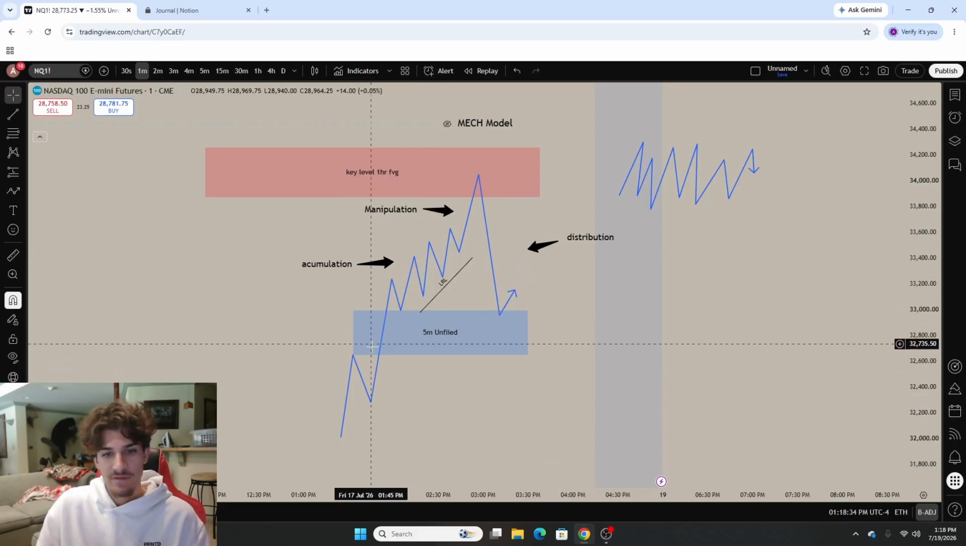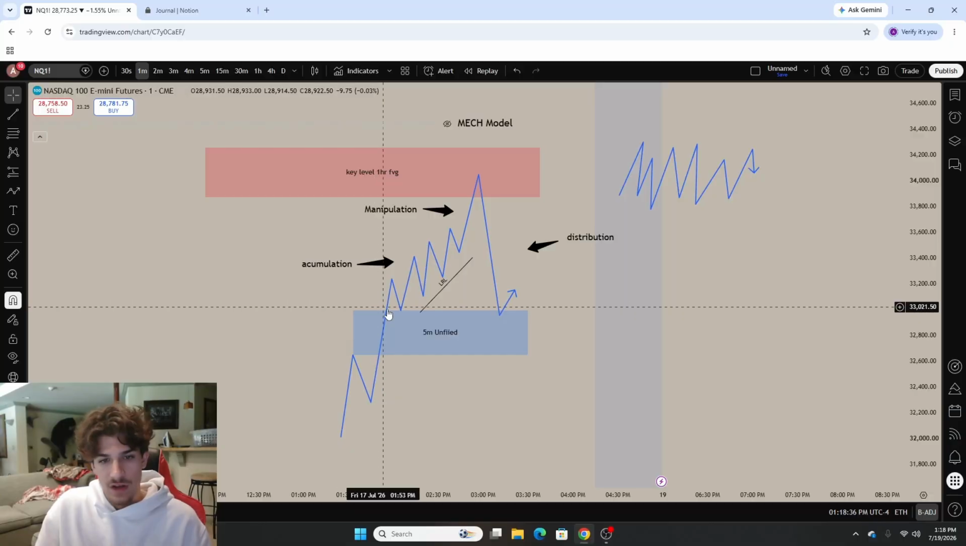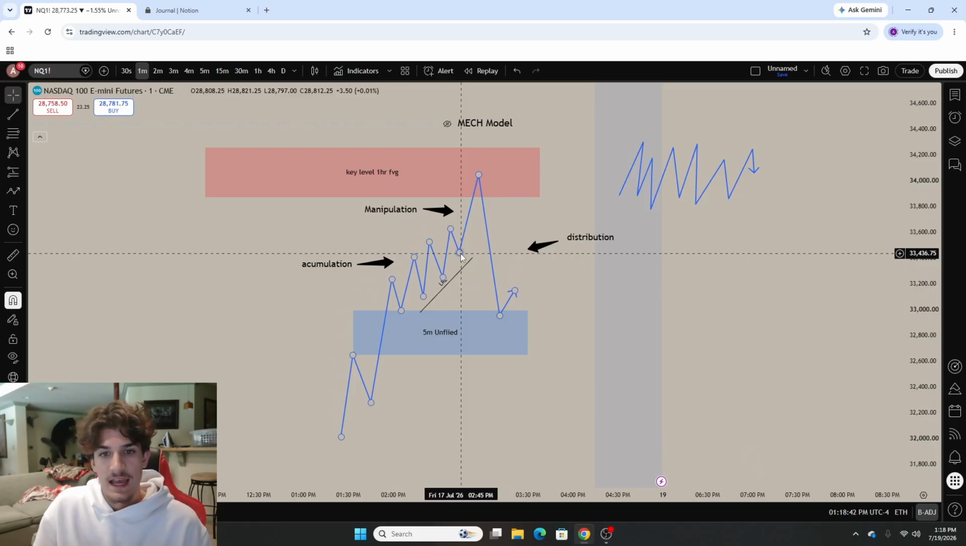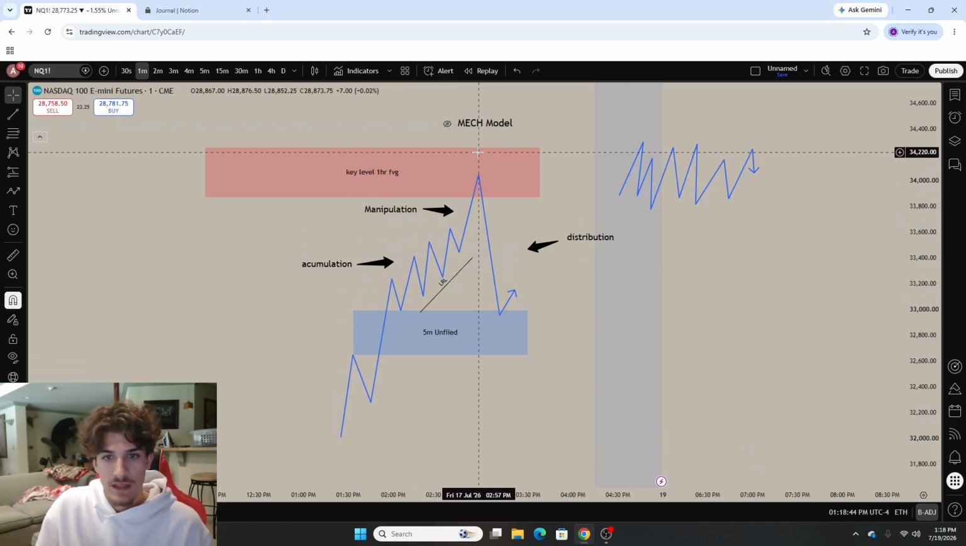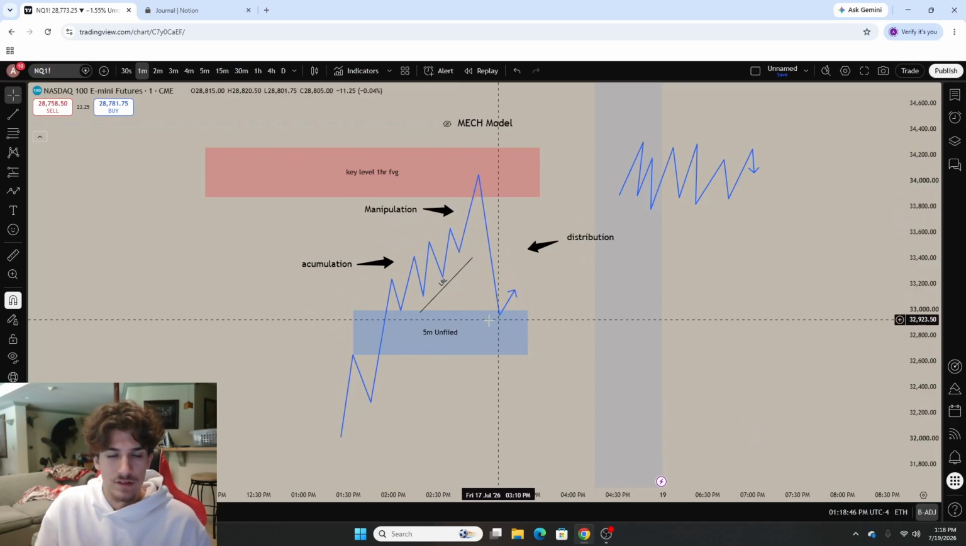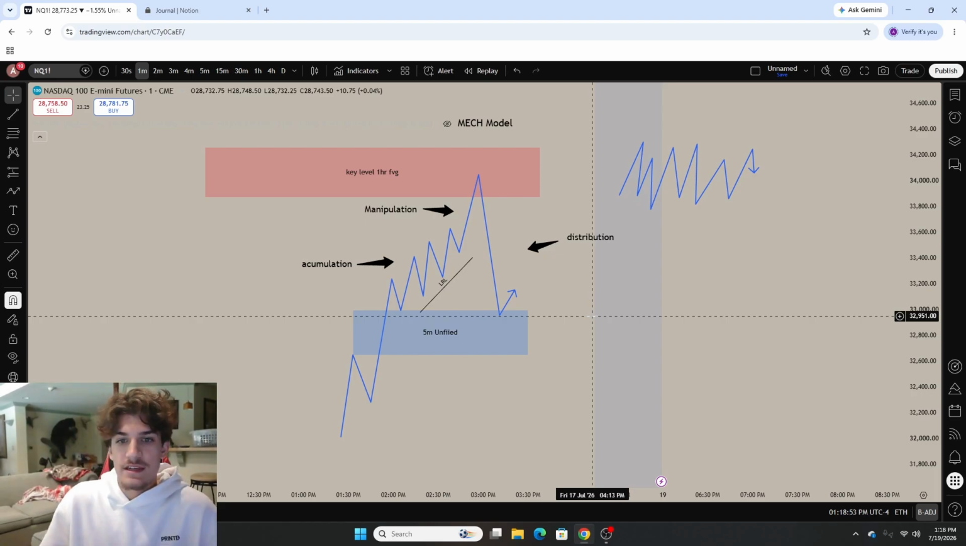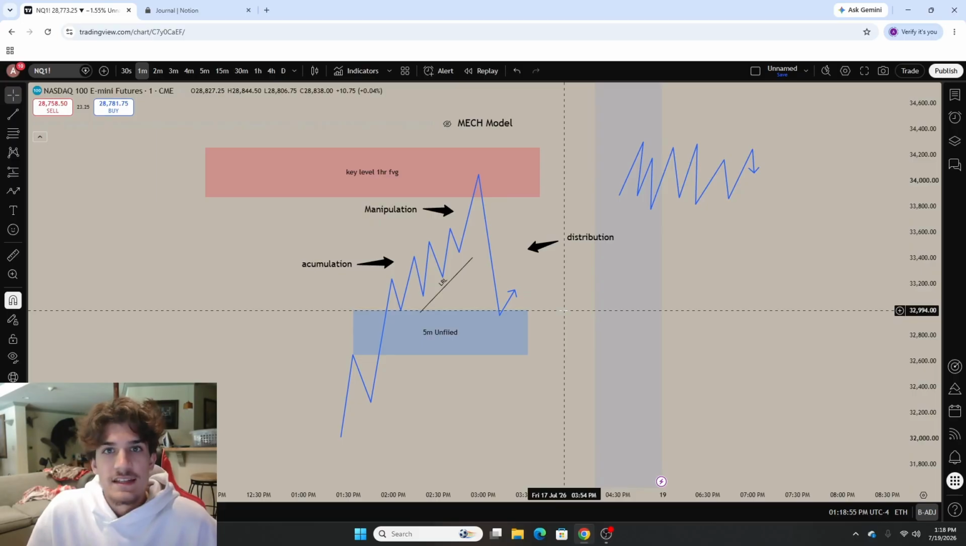Okay, so we have a 5-minute unfilled gap. We have price slowing down, and we're starting to accumulate price, slanting liquidity. This is slanted liquidity. And then we have our manipulation into our key level, and then we have our distribution back to that unfilled gap that we previously marked out. That is literally it. That is the MEC model. So it's literally AMD but your target is an unfilled gap.